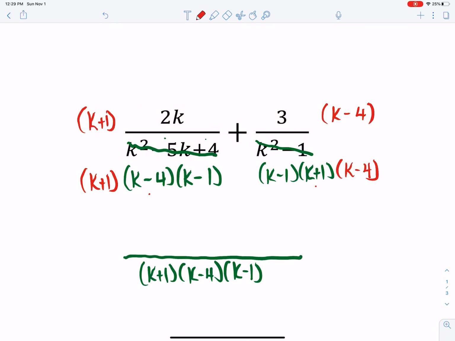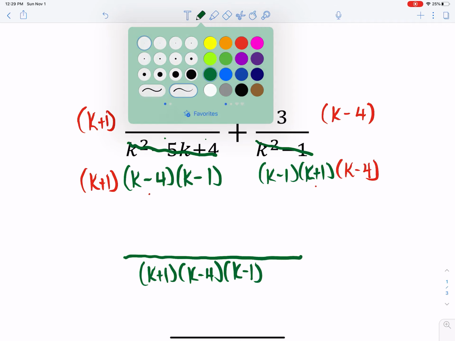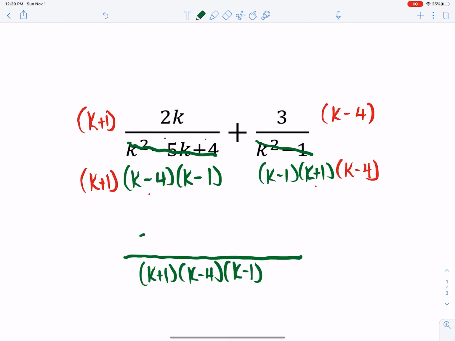I need to do k plus 1 times 2k. K times 2k is 2k squared. 1 times 2k, I just have plus 2k. I'm going to save a step by going ahead and putting it as one fraction. So for the next one, 3 times k is 3k. 3 times minus 4 is minus 12.